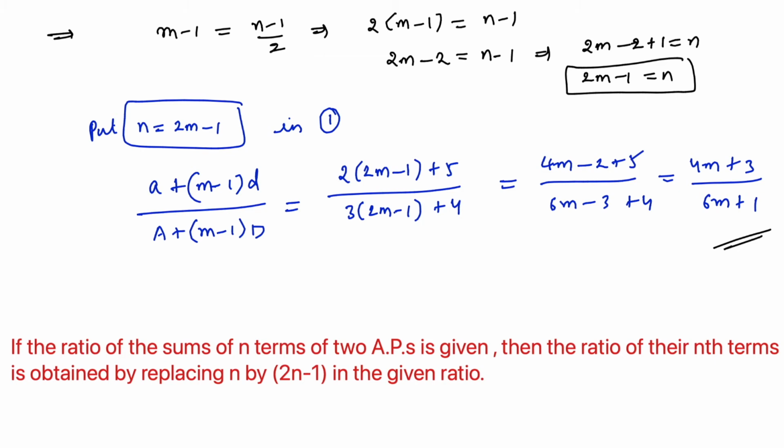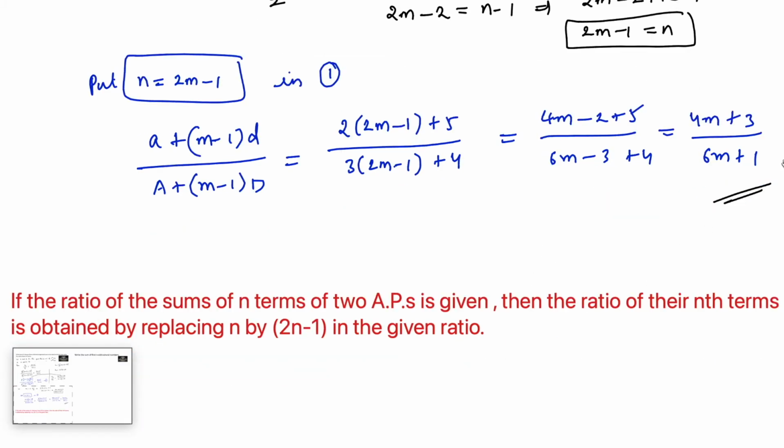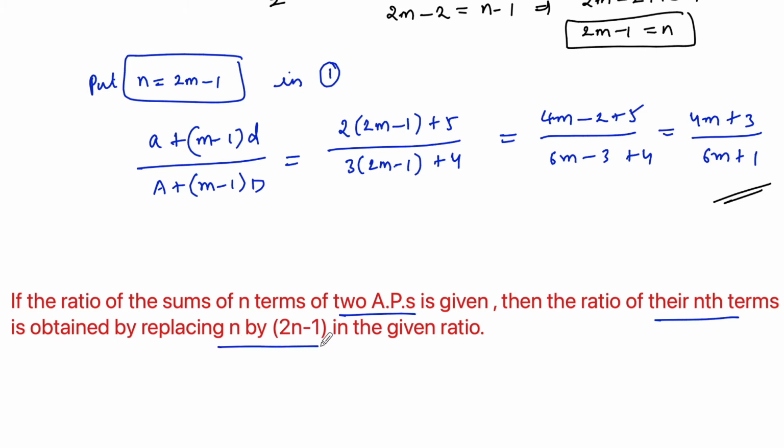And this can also be obtained by using this simple formula. If the ratio of the sums of n terms of two APs is given, then the ratio of their nth terms is obtained by replacing n by 2n minus 1. So here we replaced n by 2n minus 1. Similarly, for any problem, if the ratio of sums of n terms of two APs is given, then we can find the ratio of their nth terms by replacing n with 2n minus 1. Okay.